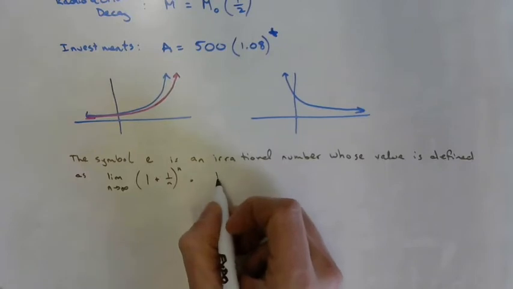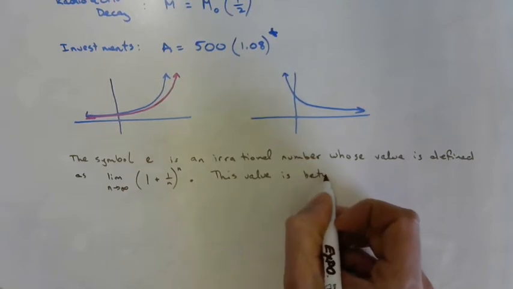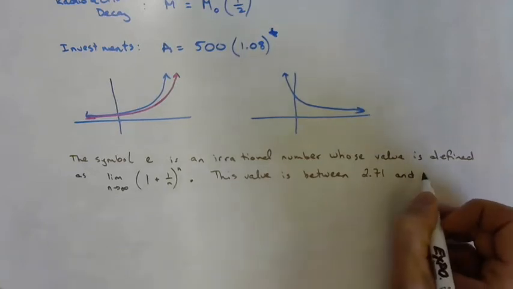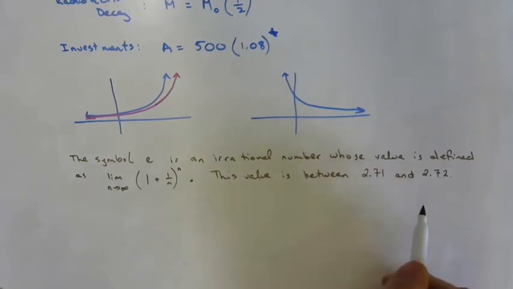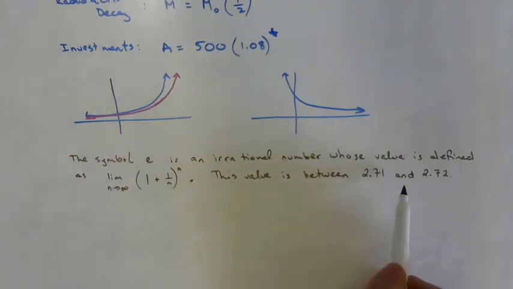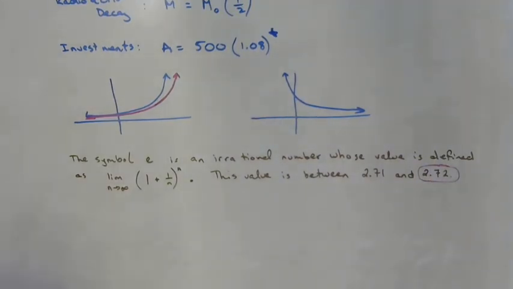It turns out that this value is between 2.71 and 2.72. So e is approximately 2.71 or 2.72. It's somewhere in between there. Now we do get more decimal places in the next one. It's actually 2.718, so it's a lot closer. If we were going to use 2 decimal places to estimate it, we'd use 2.72. But virtually always we'll just use the symbol e because it has an exact value and our calculator knows the exact value.